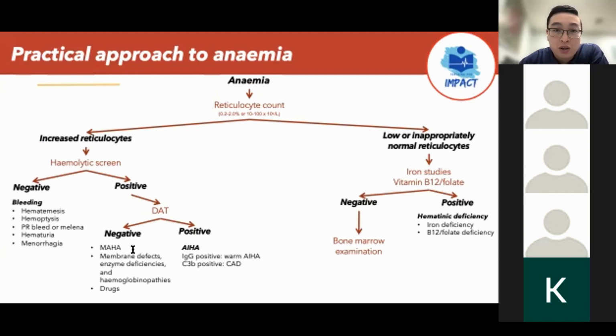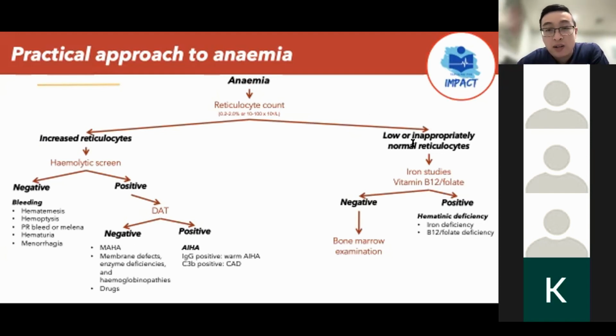So cool. And if the hemolytic screen is negative, then you know that the patient isn't hemolyzing and that the patient is actually bleeding from some orifice. And so you should look harder for a source of bleeding. Now, that's if the reticulocyte count is increased, so above 100.